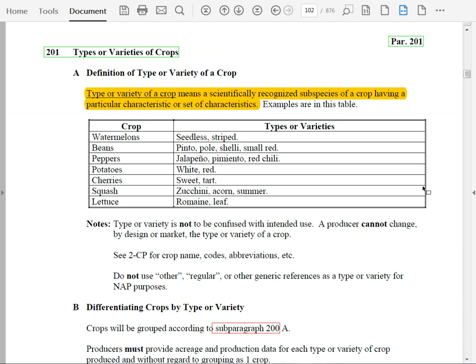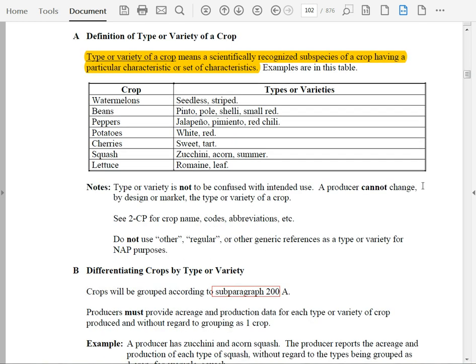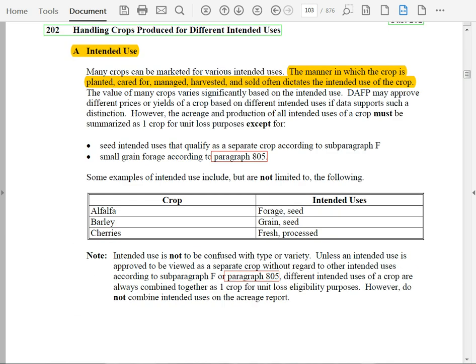Here we see the definition of a variety. On the crop table, each variety is assigned a 3-letter abbreviation. If you are unsure of the abbreviation, you can check 2CP, the NAP exhibits, or the national crop table. When reporting acreage, producers should report crops by variety and avoid lumping them all together in a single crop. Intended use is meant to help differentiate a crop for one purpose from the same crop grown for another purpose. For example, yellow corn can be grown both as forage or grain. Likewise, mixed forage can be grazed or harvested.